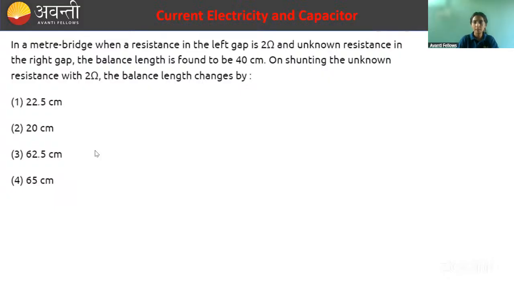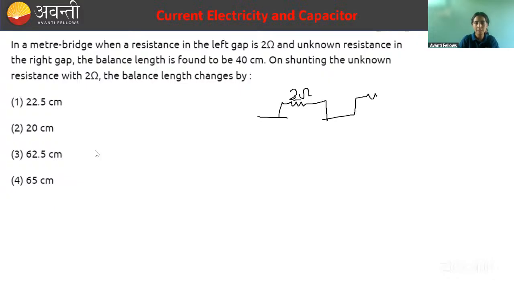So let's discuss the question. Let's first read it. So what is the question given? The question is given that there is a meter bridge. You already know what a meter bridge looks like. When the resistance in the left gap is 2 ohms, so there is a left gap here, and the resistance added is 2 ohm.